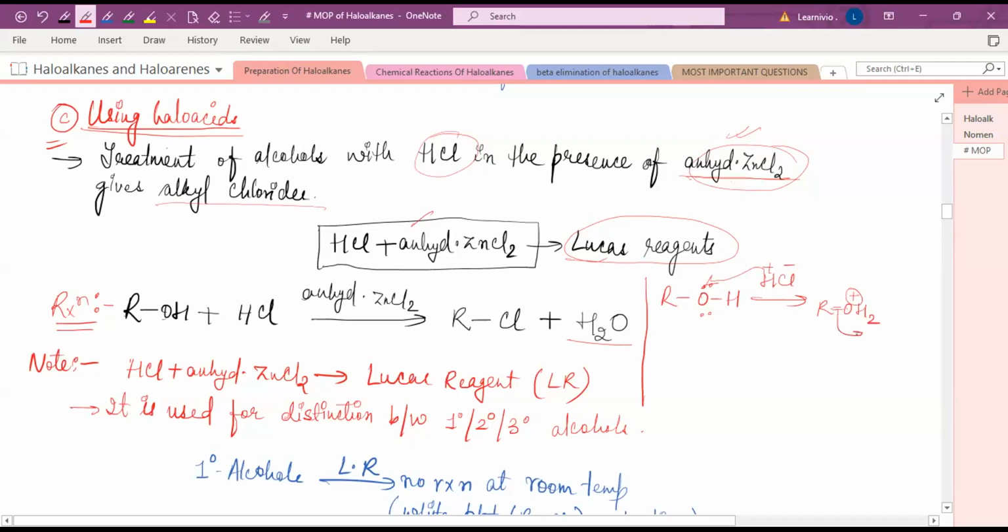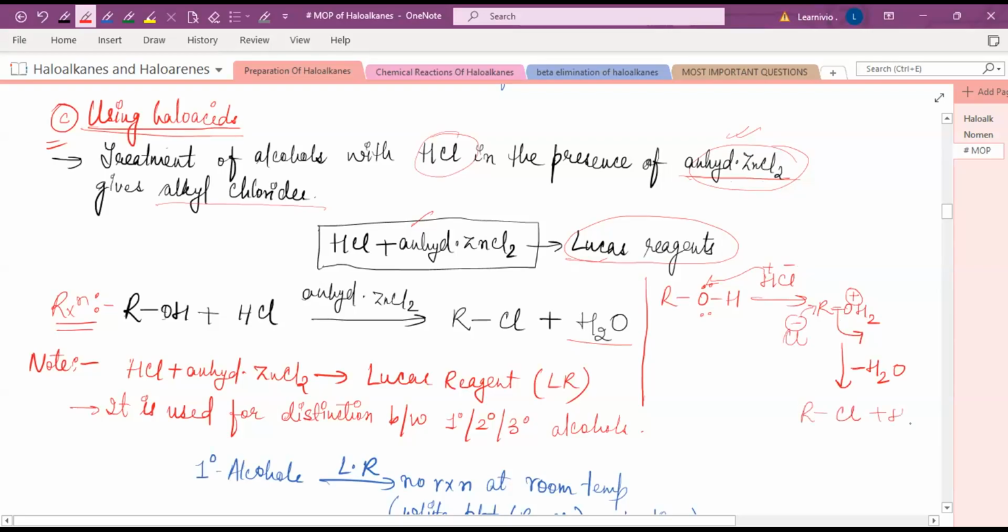So from here, the water will liberate out. यहाँ पे क्या होगा? Water निकल जाएगा. Just remove the water from here, minus H2O, right? And this is R plus. So H plus just attacks in the first step, and this chlorine minus will attack on this R group, and it will give you RCl.